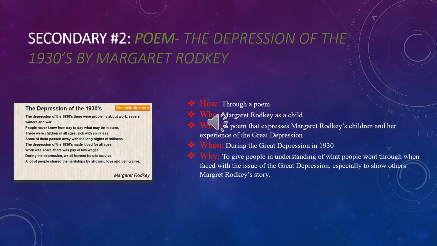I believe that the poem was shown to give people an understanding of what people went through when faced with the issues of the Great Depression, especially to show others the story of the person who wrote the poem. This was done during the Great Depression in 1930, and it shows a great way for students to see what others went through during that Great Depression.